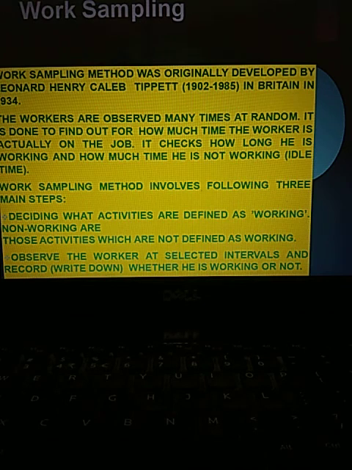Here this method is applicable on these points. One is deciding what activities are defined as working and as well as non-working. Observe the workers at selected intervals and record whether they are working or not. While applying the sampling method, where the worker is working and where not working, the difference is very, very important. Based upon that, you will collect the information and fix a standard time. This is the work sampling method for measuring time.